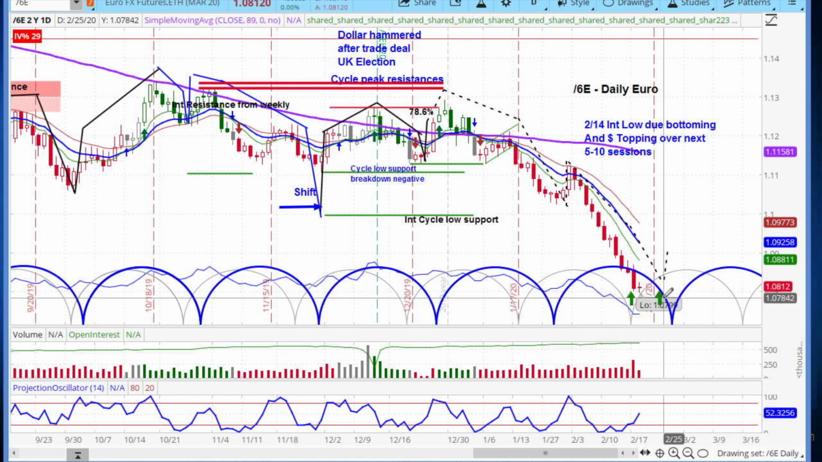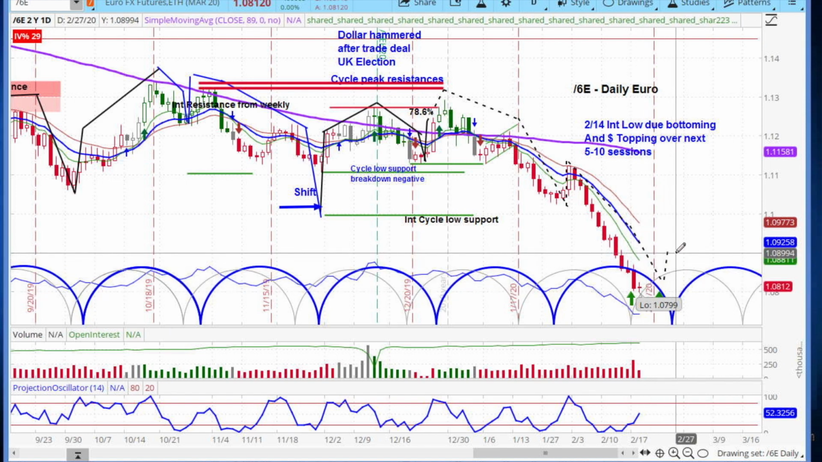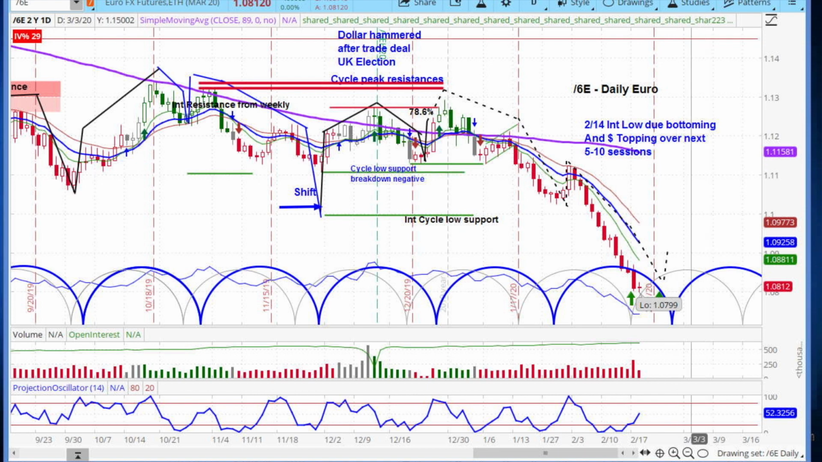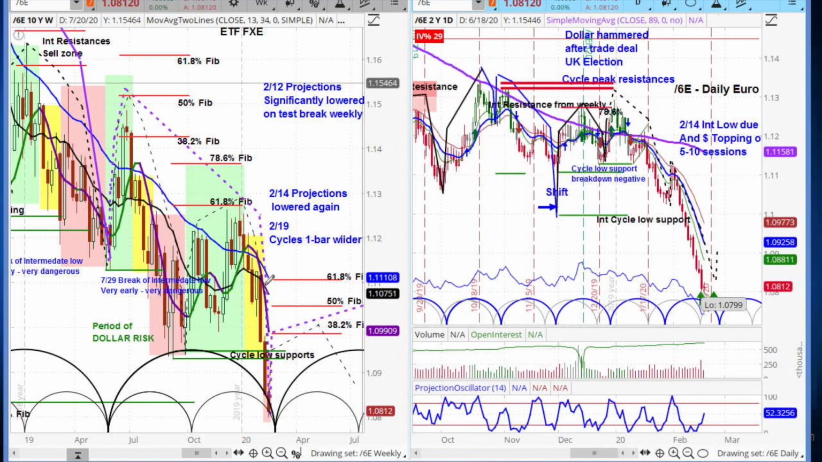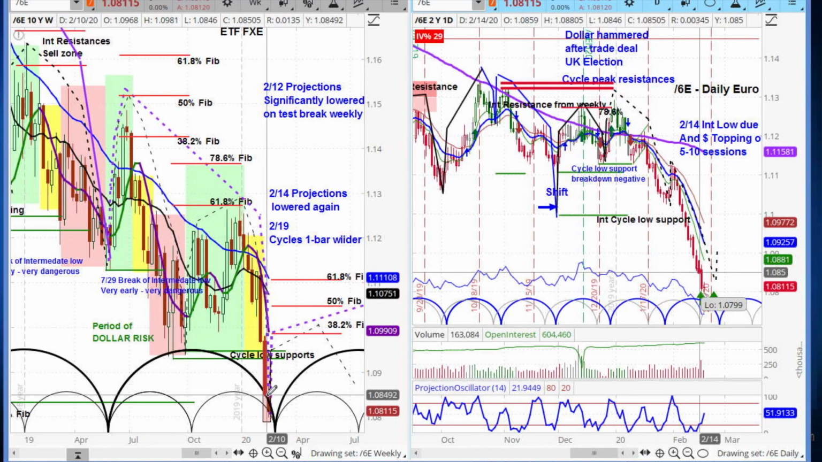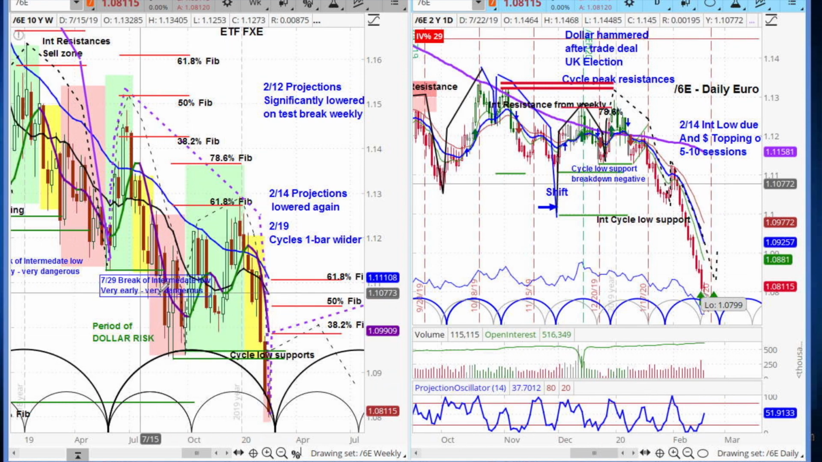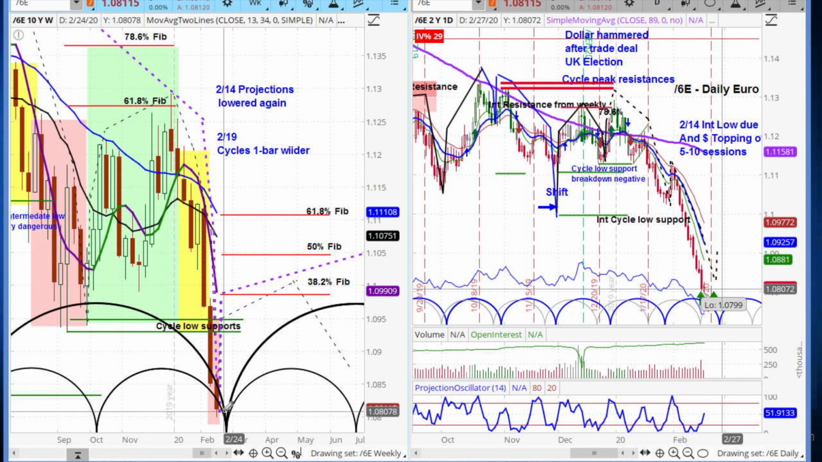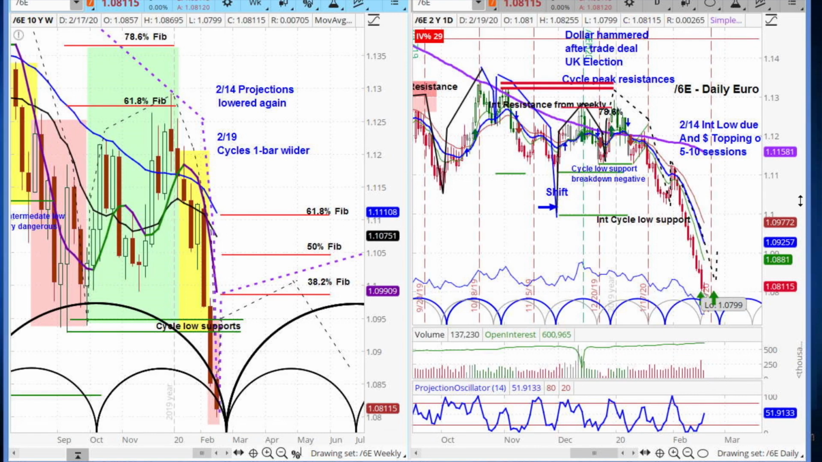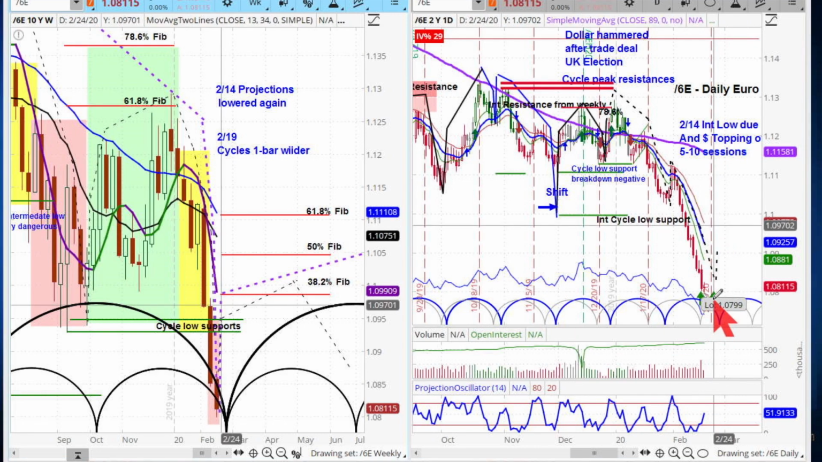And so there's a low forming right in here, and we anticipate it's going to be turning up. And that's in alignment with the euro currency on the weekly making its bottom. The bottom is due right in that time frame right there. The bottom is due on the daily chart right over here.